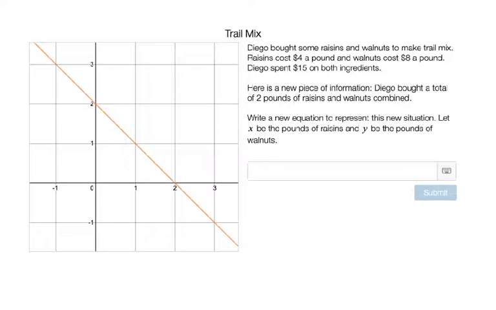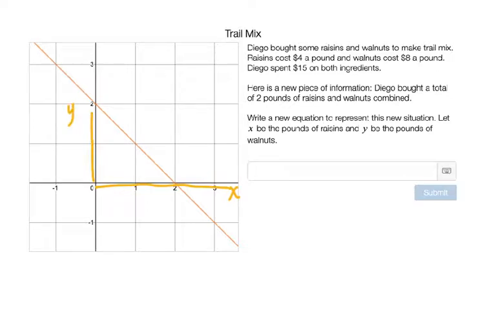Okay, so now we have a new situation here. So we're still talking about Diego and buying raisins and walnuts. And the raisins still cost $4 a pound, and the walnuts still cost $8 a pound. And I notice that I really don't have anything on my X and Y axis anymore. So I just want to point out, these are the things that I tend to look at. I don't have anything here. I know that this is X and this is Y, which I think is interesting.